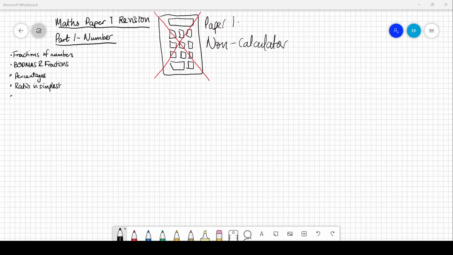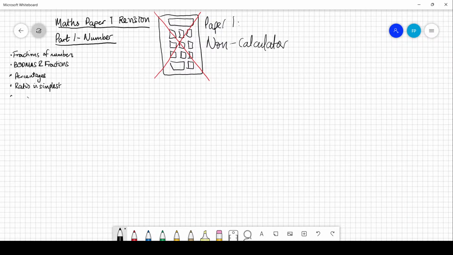Good evening. This is MP Live Lessons once again. This is Maths Paper 1 revision. And the first part of tonight is going to be part 1, number. So I've listed most of the topics that overlap both higher and foundation tier. And we'll start off with fractions of numbers.